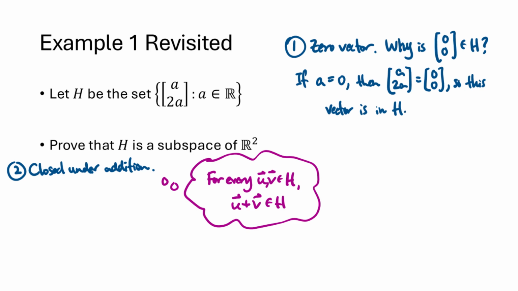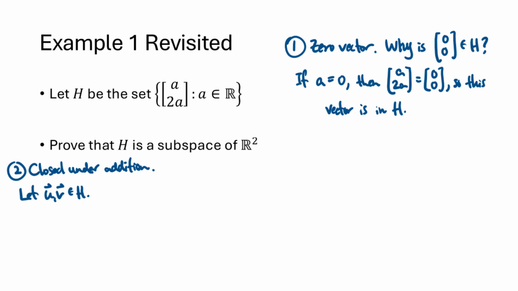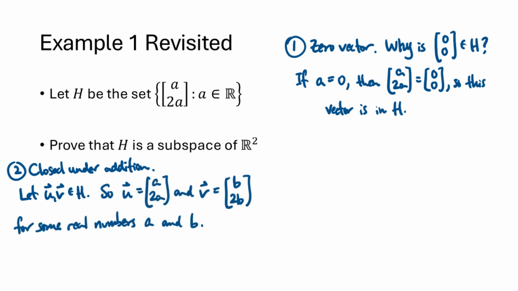We have to do this for every pair of vectors u and v in H, which means we need to use generic vectors. So we say let u and v be vectors in H, and since those vectors are in H, they have the form required to be in H, which means that u looks like the vector a, 2a, and v looks like the vector b, 2b, for some real numbers a and b.